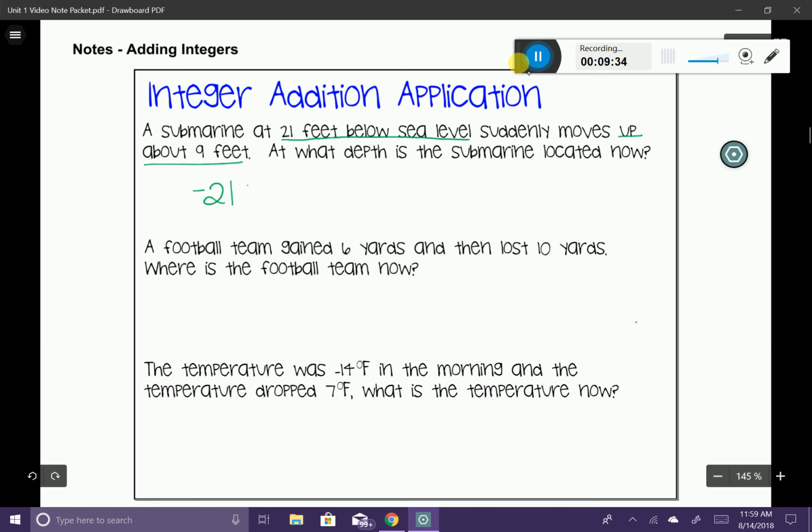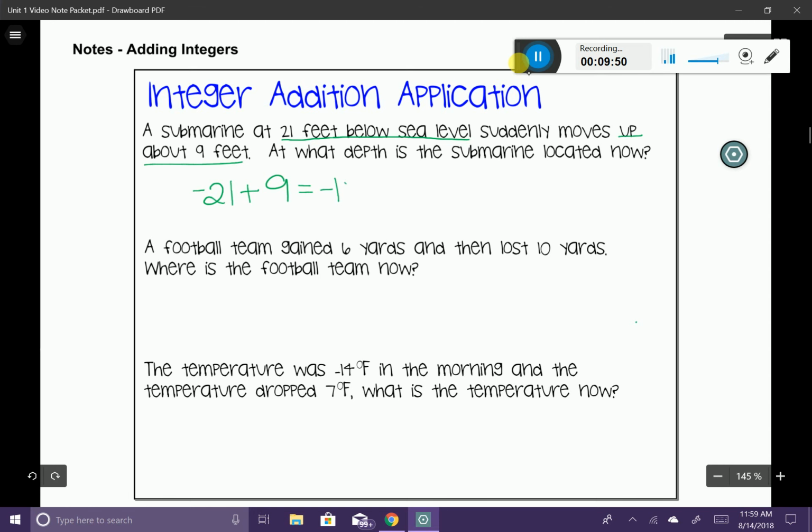Do you see that? Okay. This is my expression that was created by using this problem. So let's go ahead and evaluate it now. -21 plus 9 will leave us at -12.